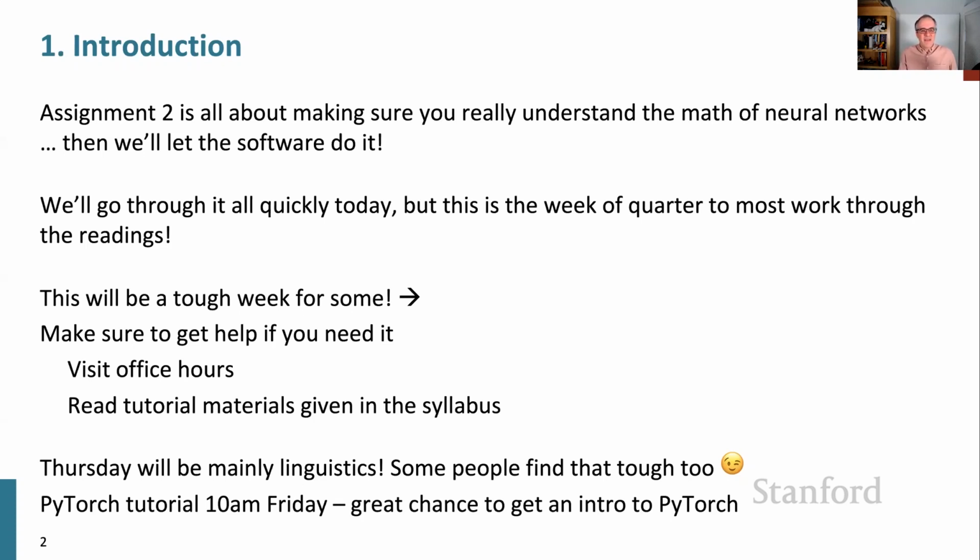And then one other really good opportunity is this Friday, we have our second tutorial at 10 a.m., which is an introduction to PyTorch, which is the deep learning framework that we'll be using for the rest of the class once we've gone through these first 2 assignments where you do things by yourself. So this is a great chance to get an intro to PyTorch. It'll be really useful for later in the class.